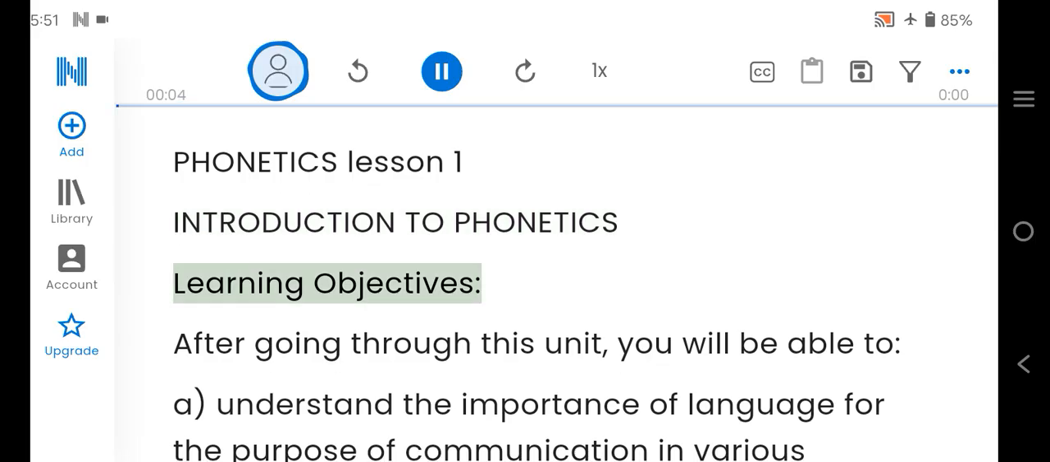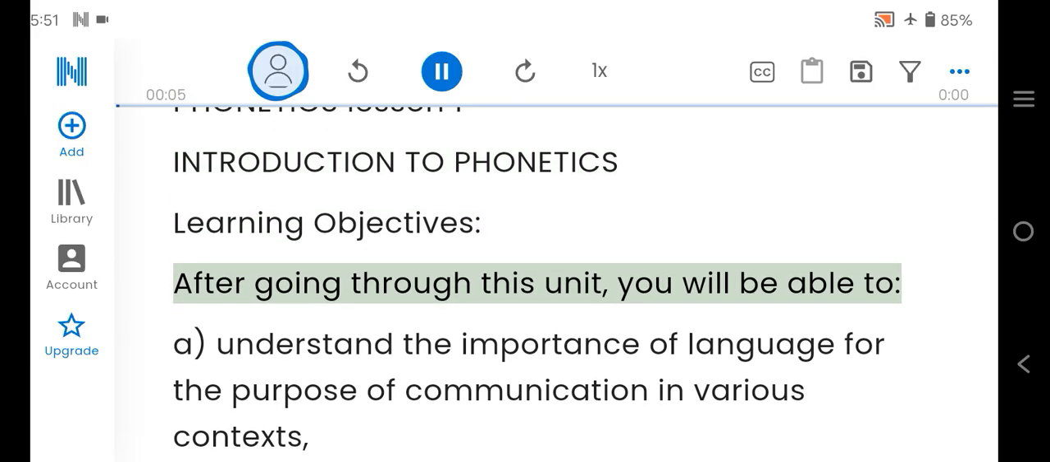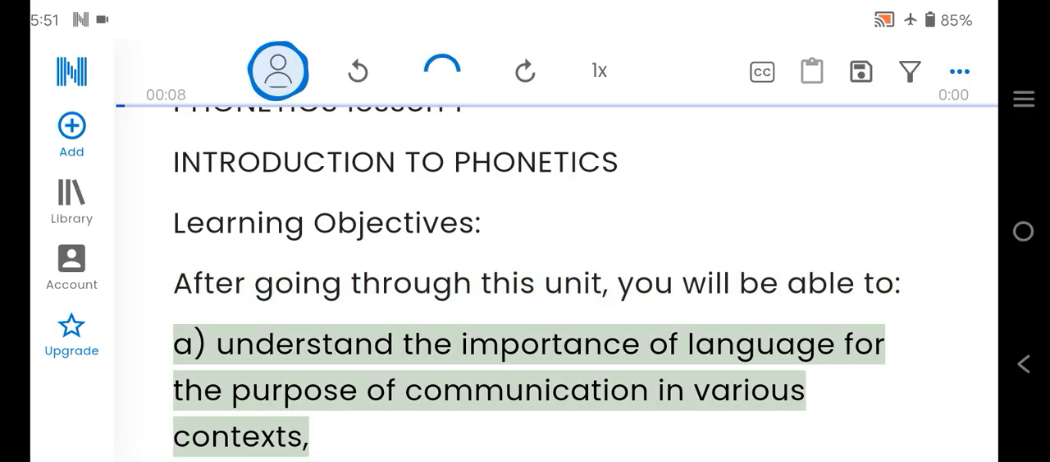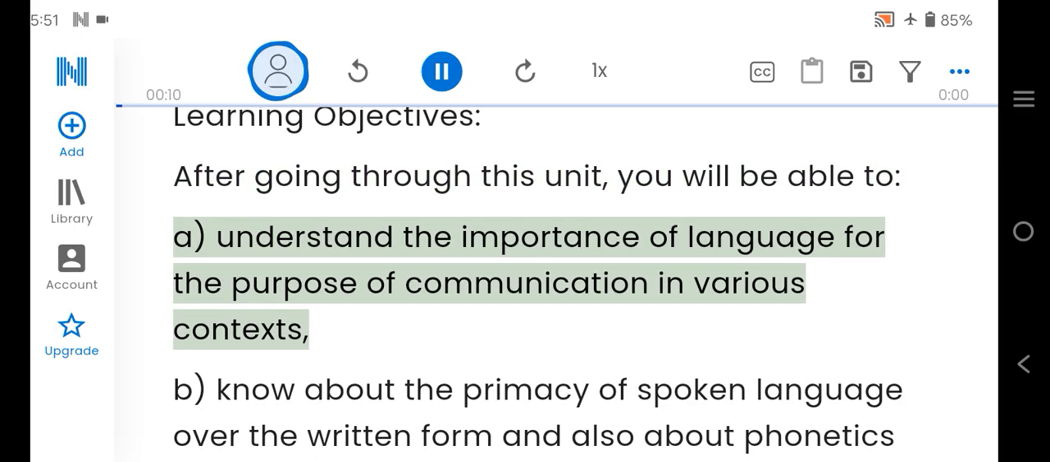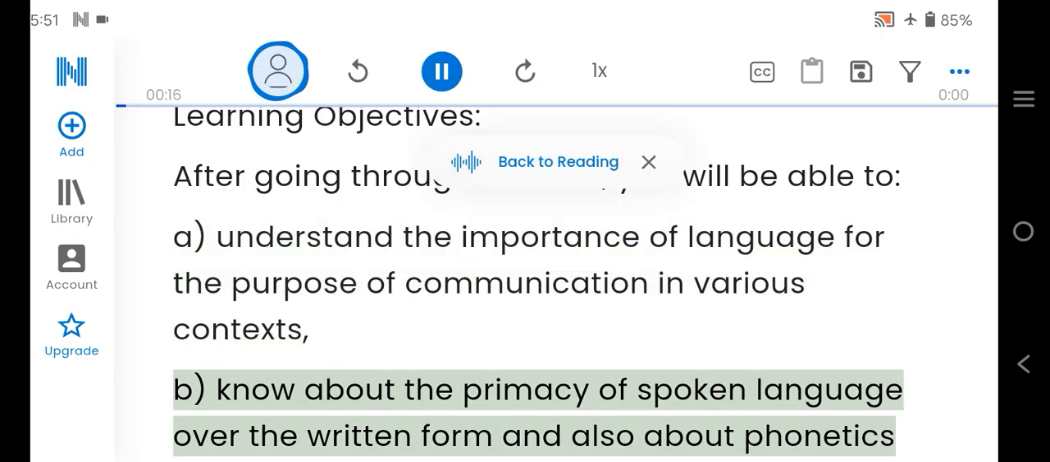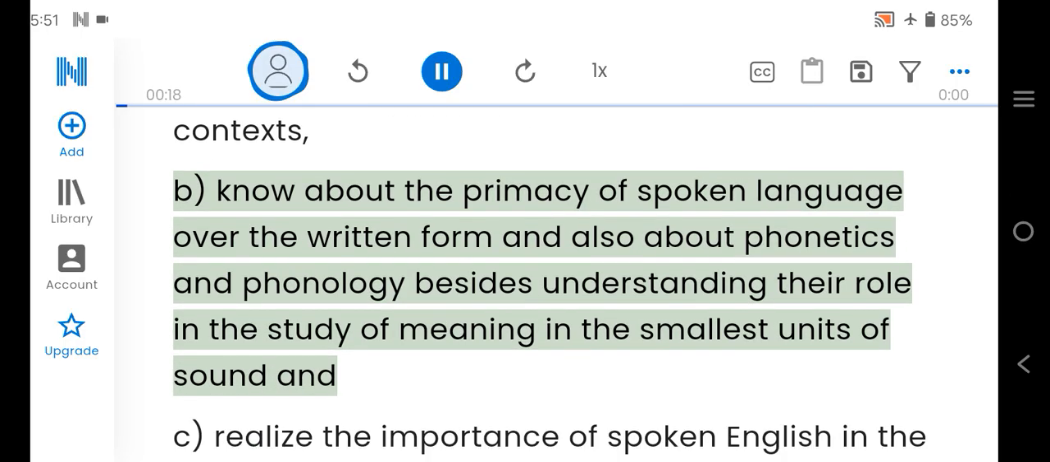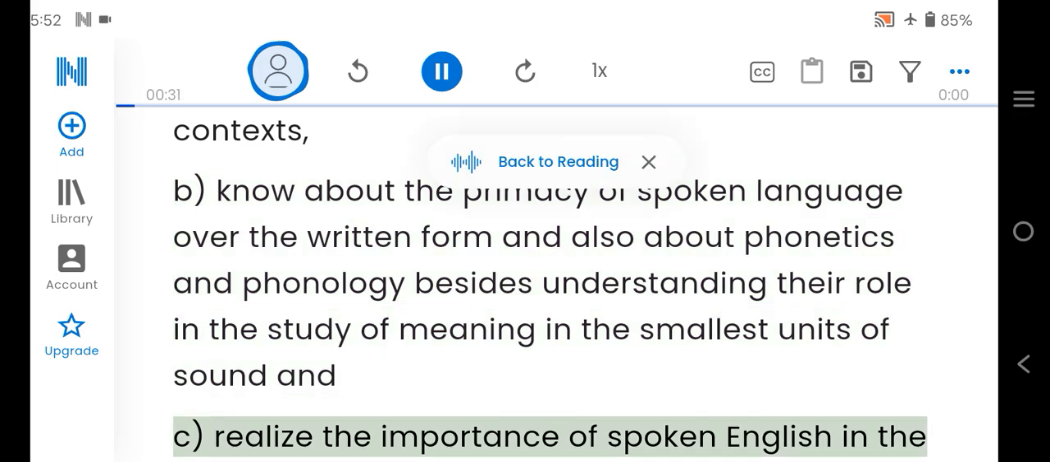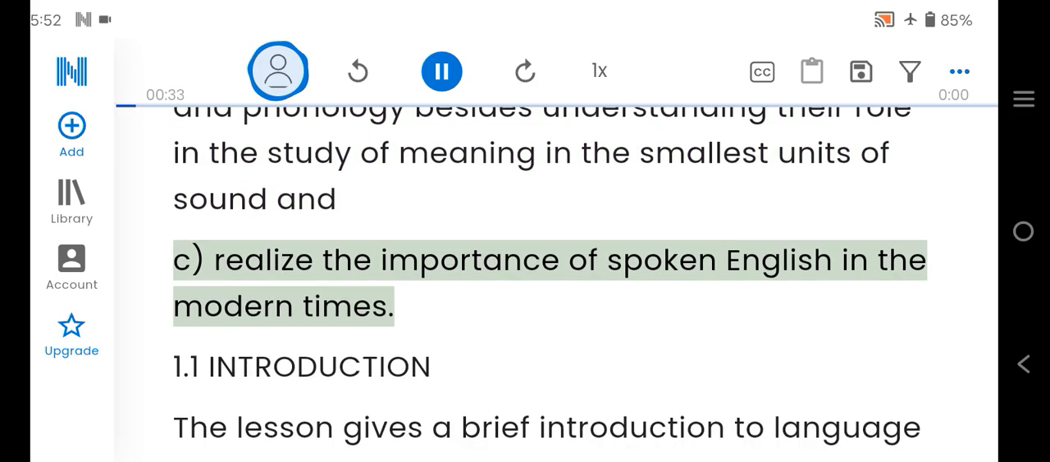Learning Objectives. After going through this unit, you will be able to: a. Understand the importance of language for the purpose of communication in various contexts. b. Know about the primacy of spoken language over the written form and also about phonetics and phonology, besides understanding their role in the study of meaning in the smallest units of sound, and c. Realize the importance of spoken English in modern times.